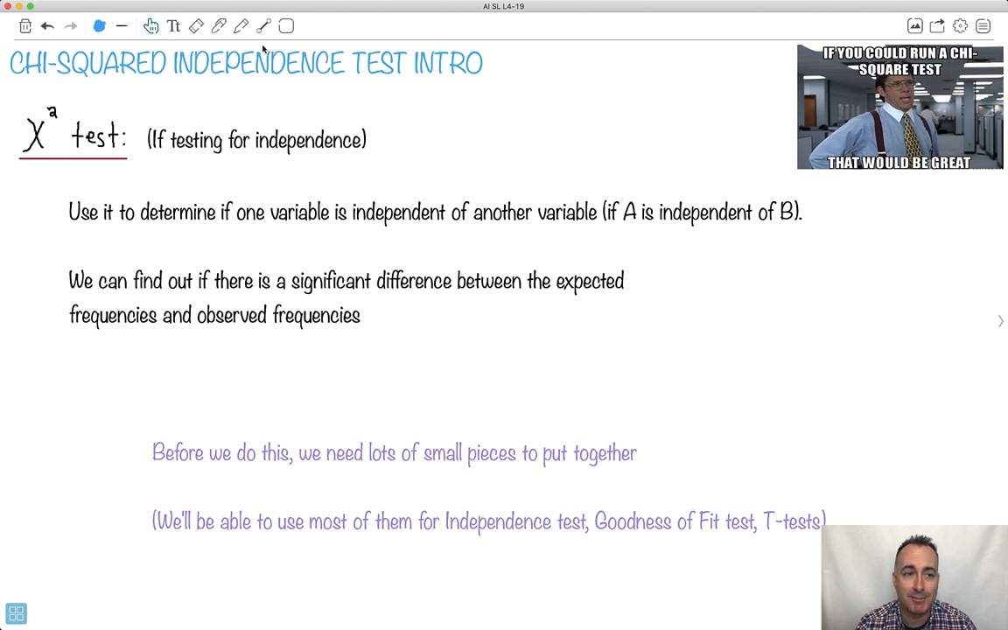Okay, it's time to look at chi-squared independence testing. In fact, what I'm going to show you is going to be useful for both chi-squared independence testing, chi-squared goodness of fit testing, and t-tests. It's a bit complicated seeming at first, and so in this video, I'm just going to be giving you an introduction to all the terms we're going to use.